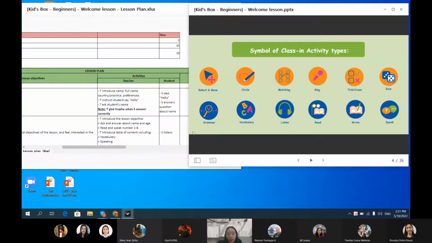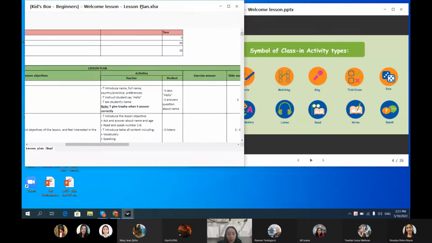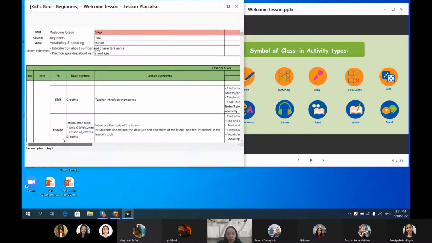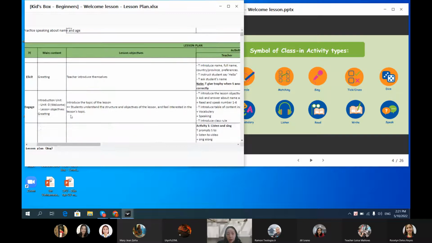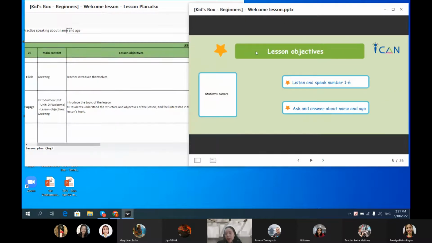Okay. And the next step, you will see, is engage. In this step, you have to introduce the topic of the lesson. So, for example, here we're gonna have the lesson objectives as well as the table of contents. You will introduce, for example, today we're gonna learn about the numbers from 1 to 6 and ask and answer about name and age, for example. This is what we're gonna do in the engaging part.